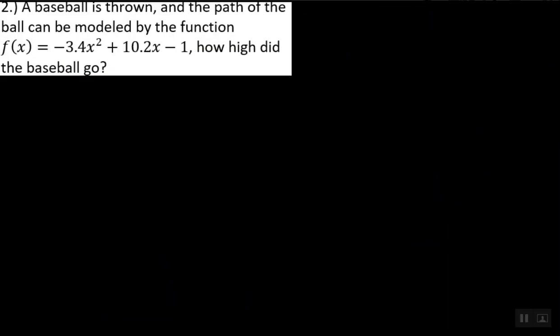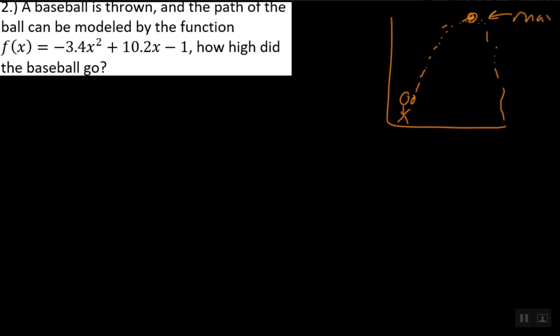It says a baseball is thrown and the path of the ball can be modeled by the function f of x equals -3.4x squared plus 10.2x minus 1. How high did the baseball go? So you can kind of think of it like this. We've got our little person, our little stick figure, and they're going to throw a baseball. And what we're saying is, okay, how high did that baseball go? So basically, once again, what we're asking for is where is the maximum, or our vertex, and basically, okay, how high did that ball go?